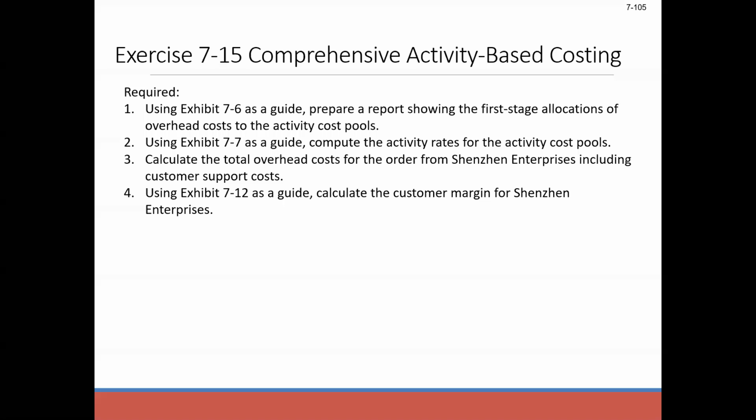Using Exhibit 7.6 as a guide, prepare a report showing the first stage allocations of overhead costs to the activity cost pools. Using Exhibit 7.7 as a guide, compute the activity rates for the activity cost pools, calculate the total overhead costs for the order, and then using Exhibit 7.12, calculate the customer margin.